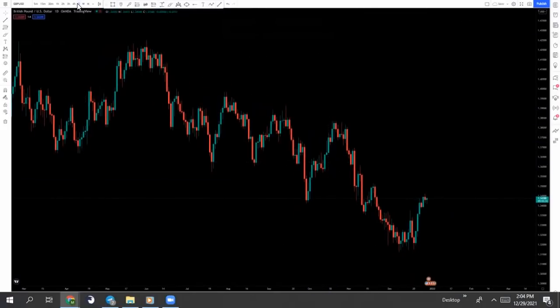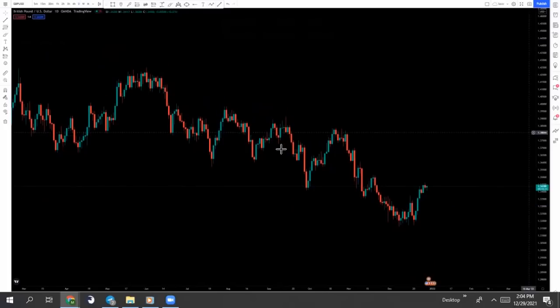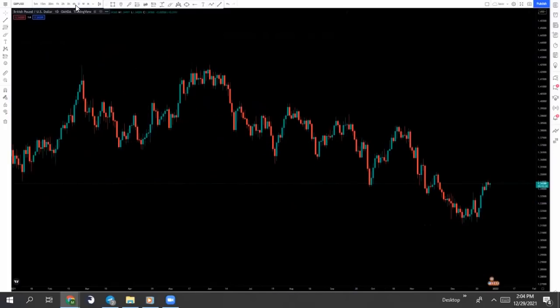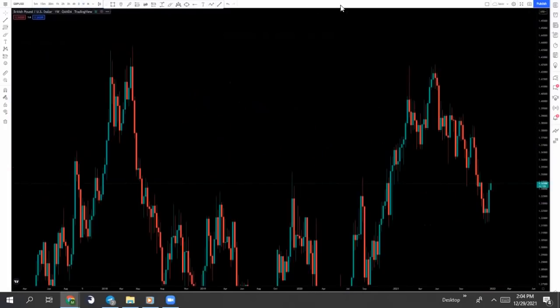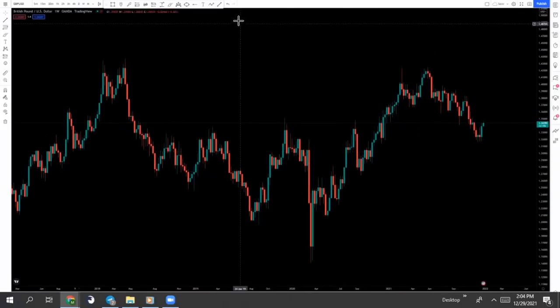Okay, nice. So guys, now I'm on GBP USD as requested. So I'll start on the weekly. If we were to go on the weekly, guys, you could see that we have our highest height.